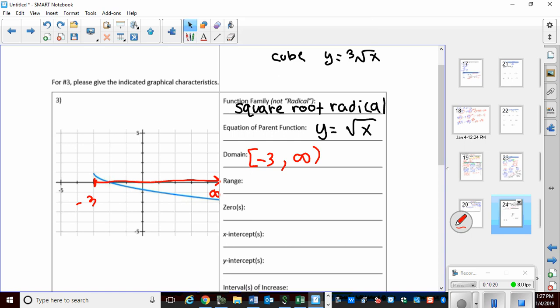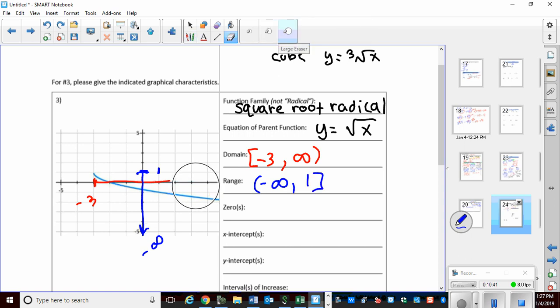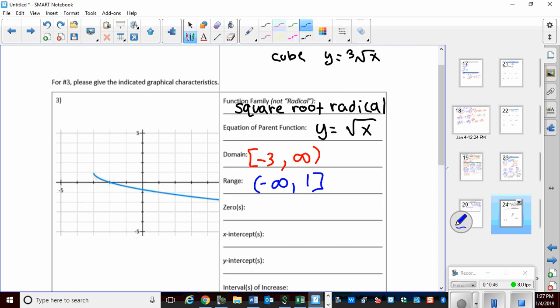Now your range, a little bit different. It starts here at, let's say, 1, and then it goes all the way down to negative infinity. So from negative infinity up to 1, and it stops. Now, does it have zeros? Does this object have zeros? It has 1 zero at 2, so when x equals 2. So this x-intercept itself is (2, 0).